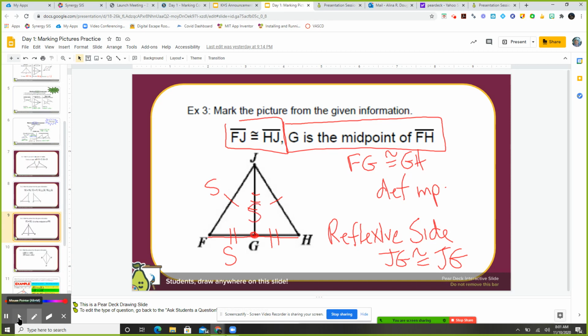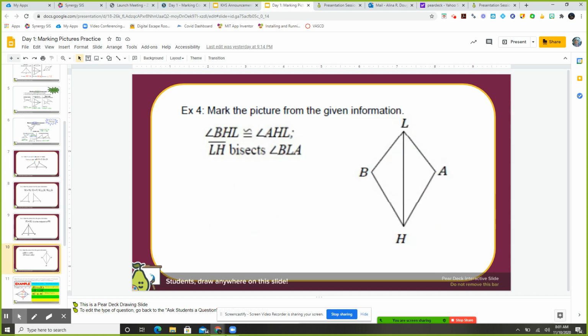Okay, let's see if we can do one more before our bell rings and we run out of time. What about this one? Mark the picture with the given information. So now all of a sudden I've got some angles. BHL is congruent to AHL. B to H to L, that's this angle, is congruent to AHL, that's this angle, okay? All I did was start at the A, go to the H, go up to the L, and I'm talking about angle H on the left and angle H on the right.